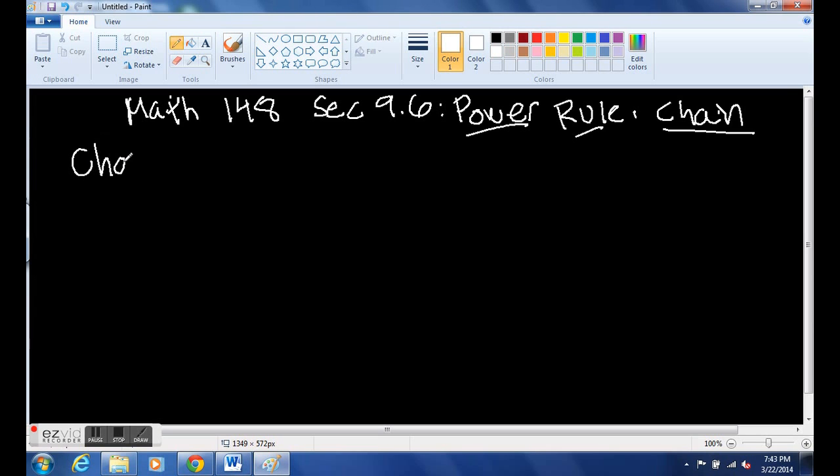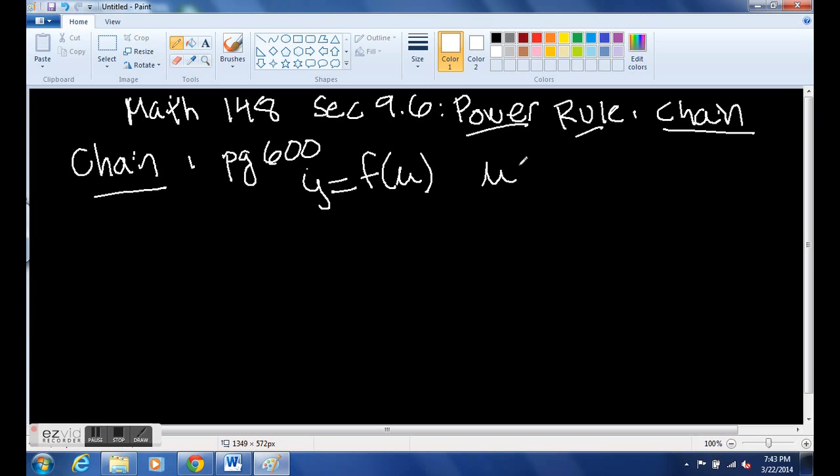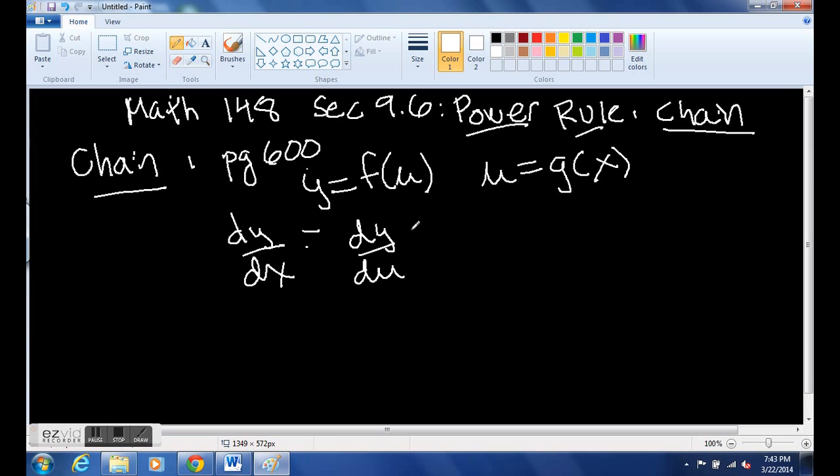So the first rule that they have is the chain rule. And the chain rule, this is on page 600, booking right along through the book. It basically says if you have a function where, let's say y is equal to f of u, and u is equal to g of x, try to picture this, it'll be easier to see in an example, but then the derivative of y in terms of x is just the derivative of y in terms of u times the derivative of u in terms of x.